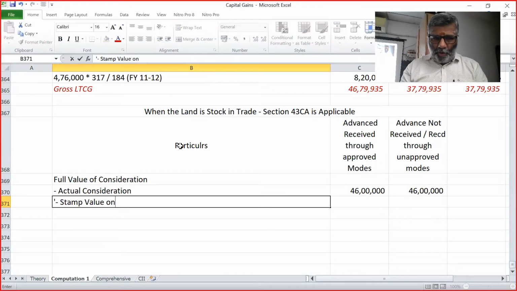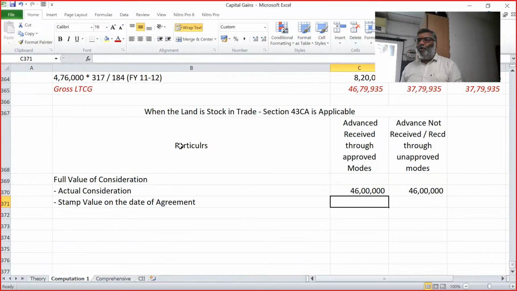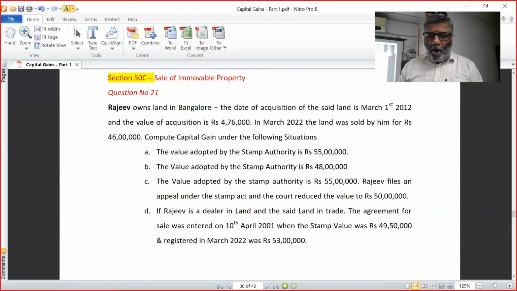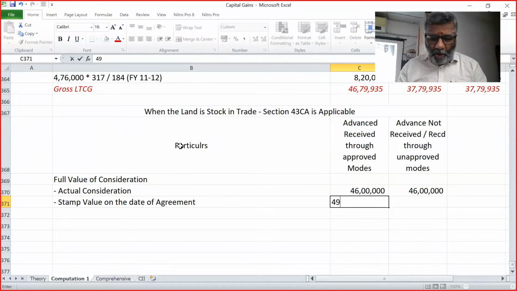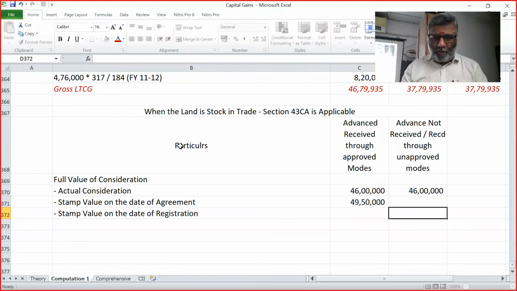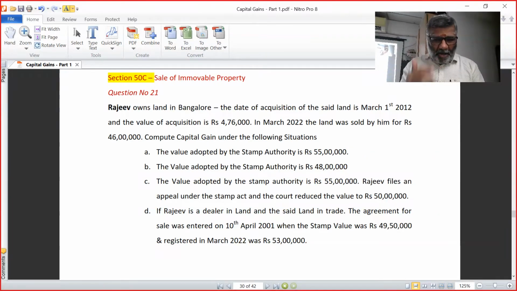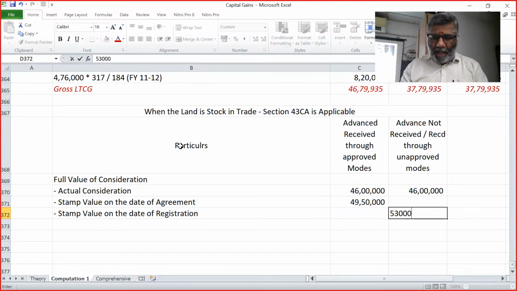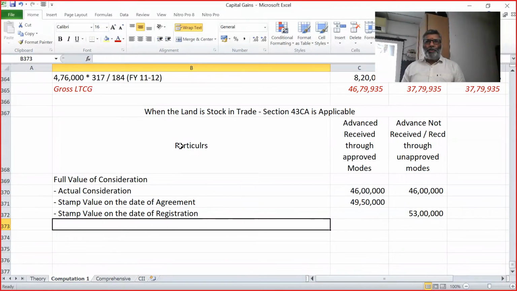Stamp value on the date of agreement. When will you take stamp value on the date of agreement? If advance is received through approved modes, I will take stamp value on the date of agreement, which is 49 lakh 50,000. Okay, stamp value on the date of registration, 53 lakhs.